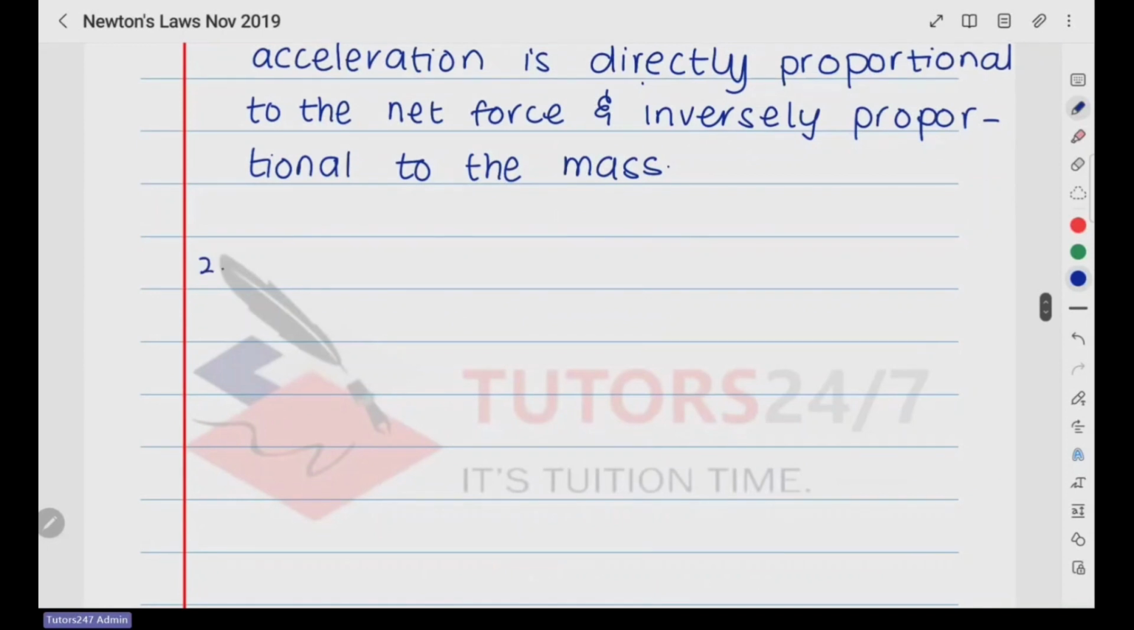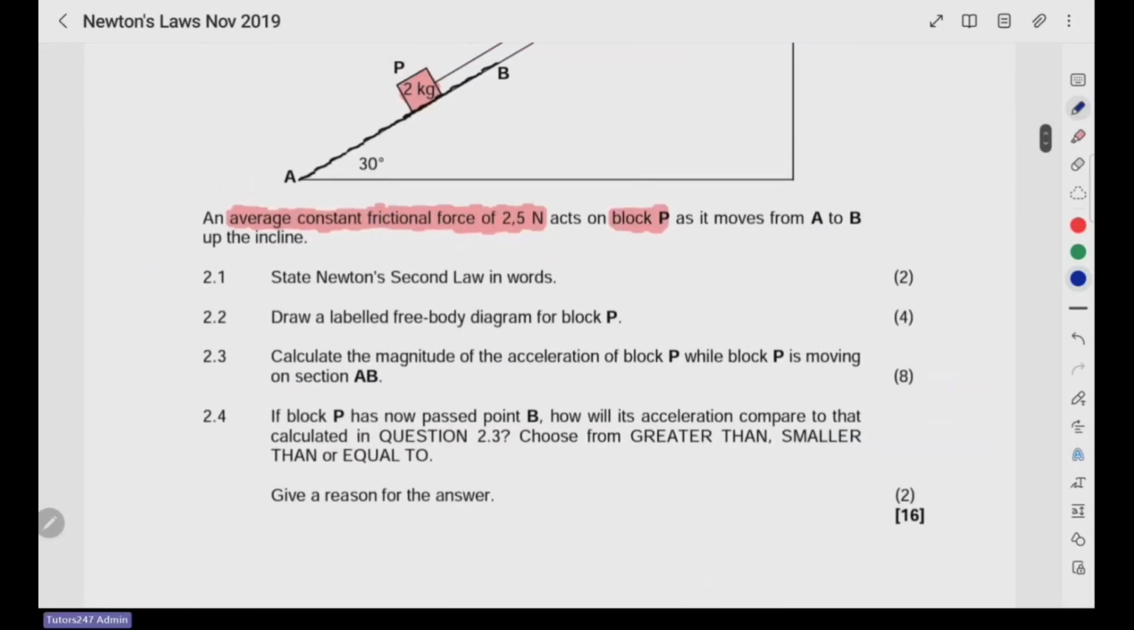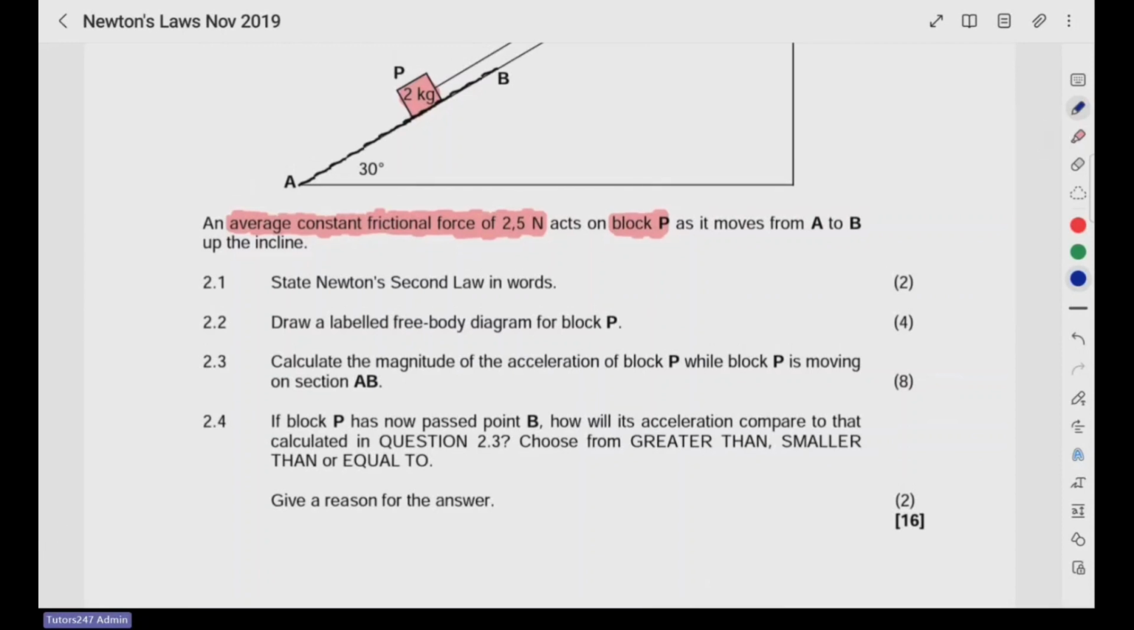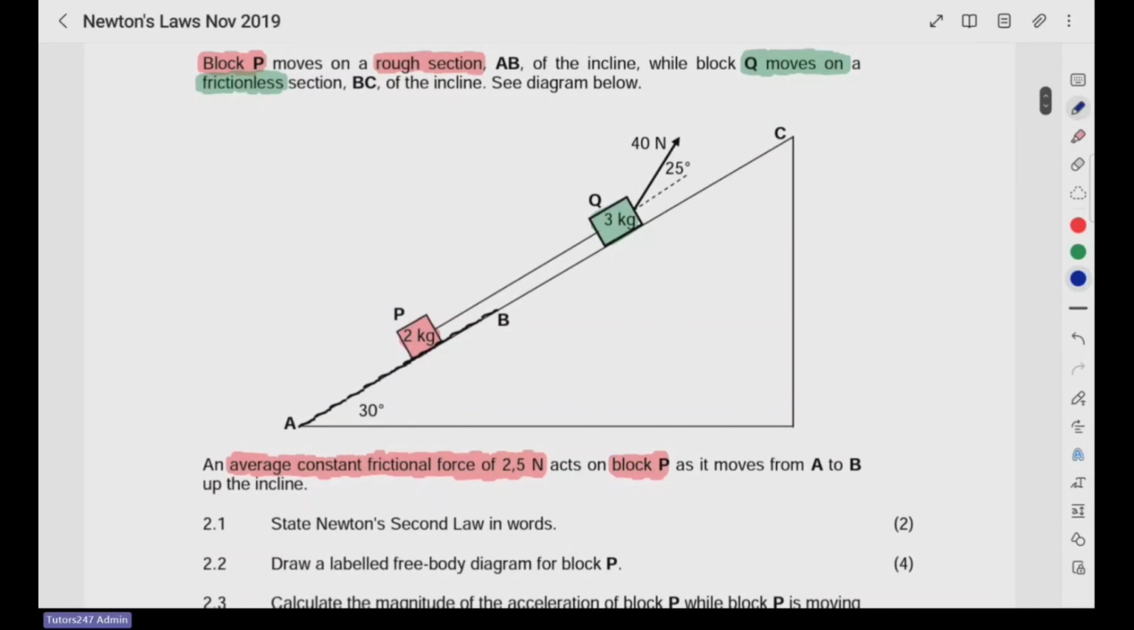So let's move on to 2.2, right? For question 2.2, it states, draw a labeled free body diagram of block P. So let's discuss block P. If we look at block P, there's about 4 forces that are acting on that block. An indication of that is because the mark allocation is 4. You get 1 mark per force, sorry. So what are the 4 forces that are acting on block P?